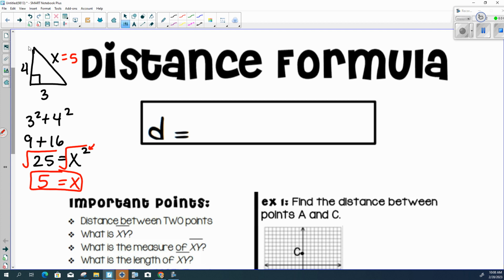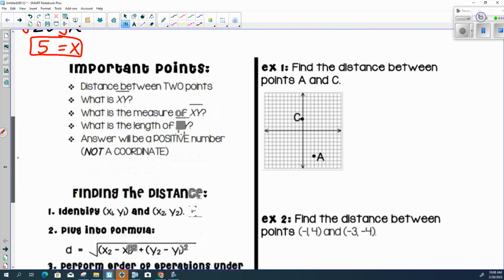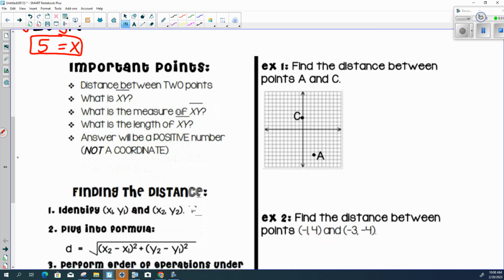Now, the distance formula is derived from the Pythagorean theorem, and it looks very confusing. So before I write it in that big box up there, let's come down to this picture. From A to this point is 1, 2, 3, and from this point up is 10. And then we've got this distance from A to C, and that's what it's asking us to find. Find the distance between the points A and C.